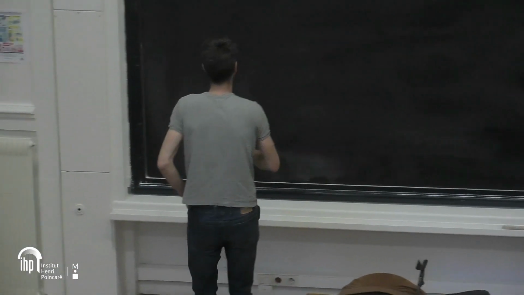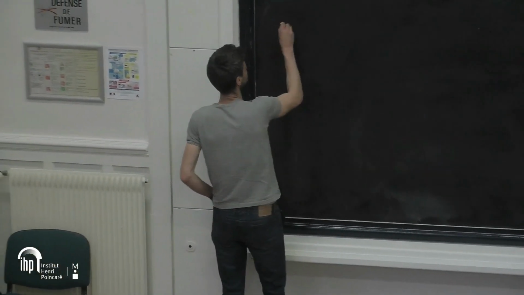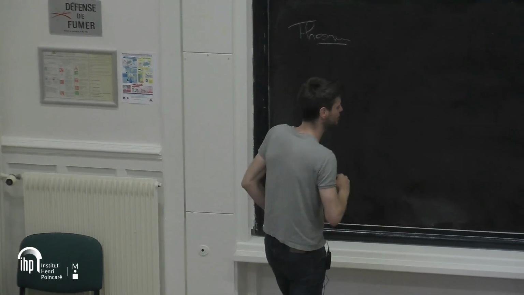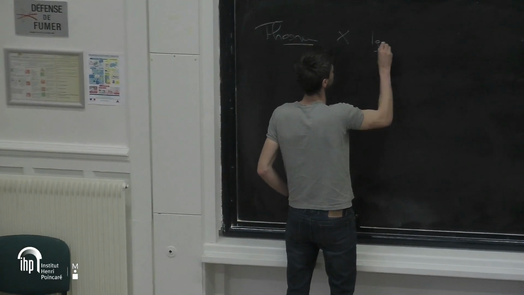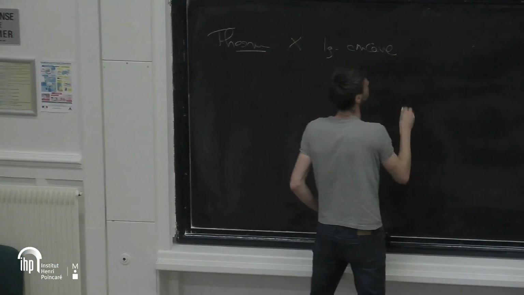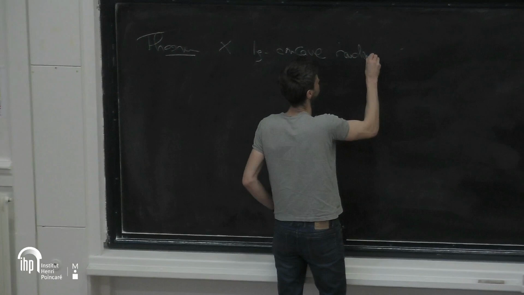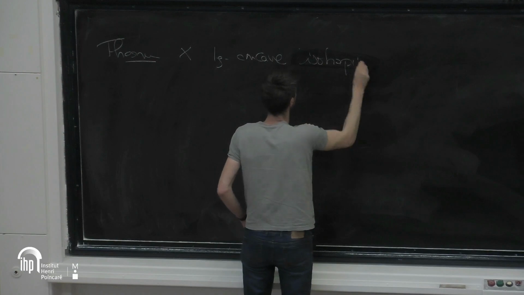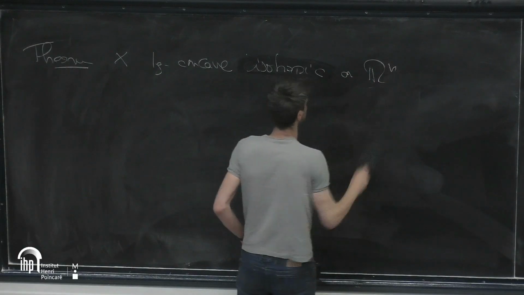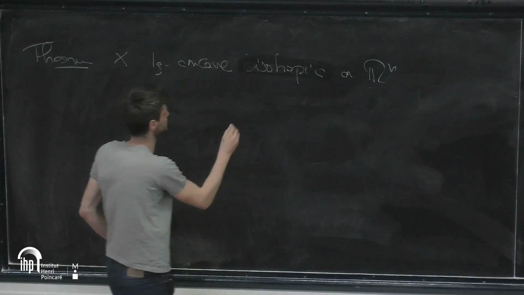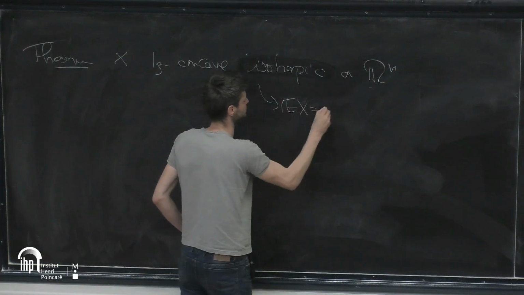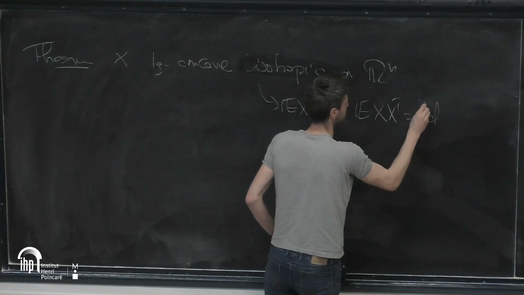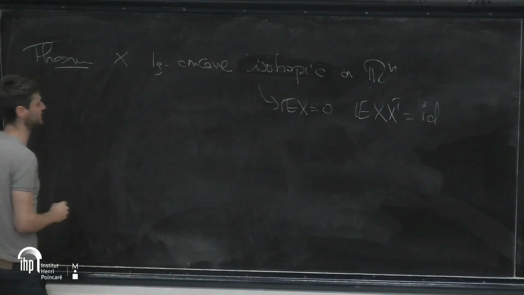So our goal for today is to prove the following theorem. Suppose x is a log concave random vector and isotropic on R^n. And recall isotropic means covariance identity and centered.